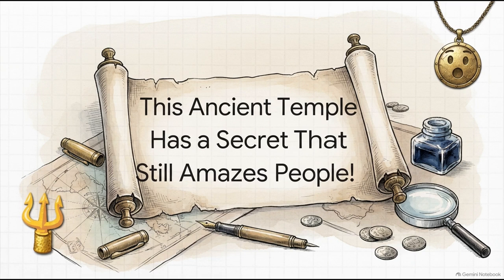It uses a trident emoji to instantly signal the Indian temple theme. It uses magnetic words like secret and amazes to trigger raw curiosity. And it clearly categorizes itself with the tag, Indian Temple Mystery. It's basically begging the viewer to uncover what that secret is. And let's be honest, it totally works.